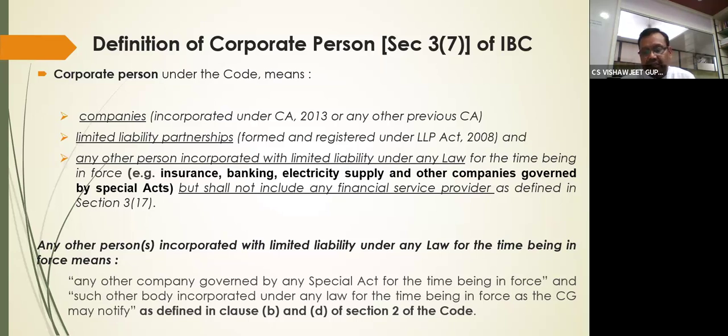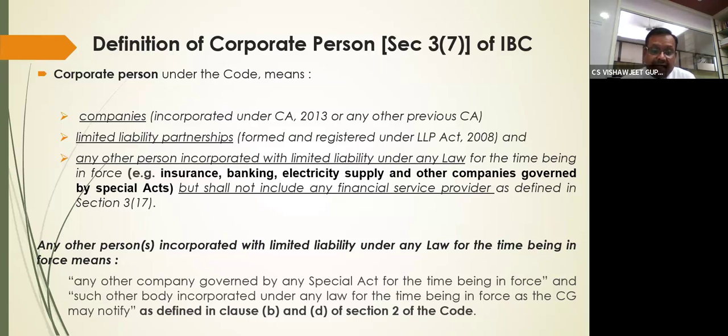companies, banking companies, electricity companies, supply companies, and other companies governed by special acts, but shall not include any service provider as defined under section 3, subsection 17. So if the company is a service provider company, a financial service provider company, that company cannot be liquidated voluntarily. But if that company has surrendered all its certificates, all its licenses, and the company is not doing any business, then that company can also be wound up voluntarily under the provisions of the IBC.